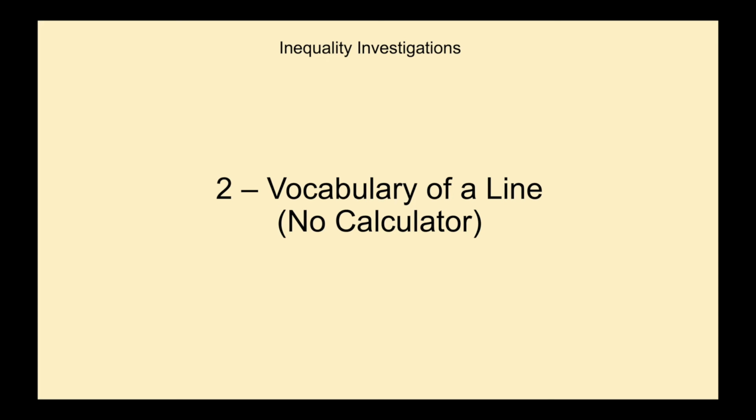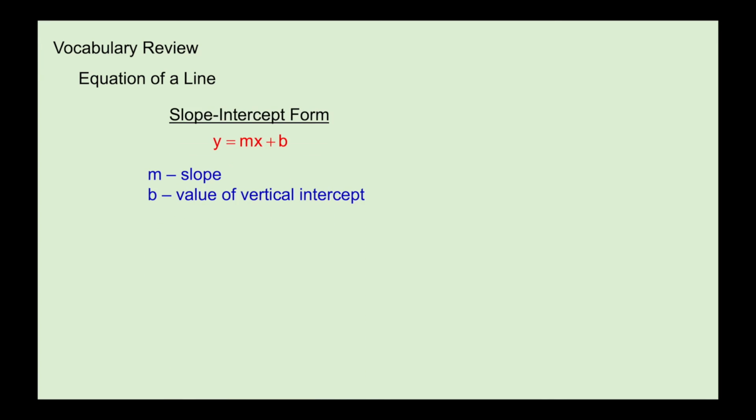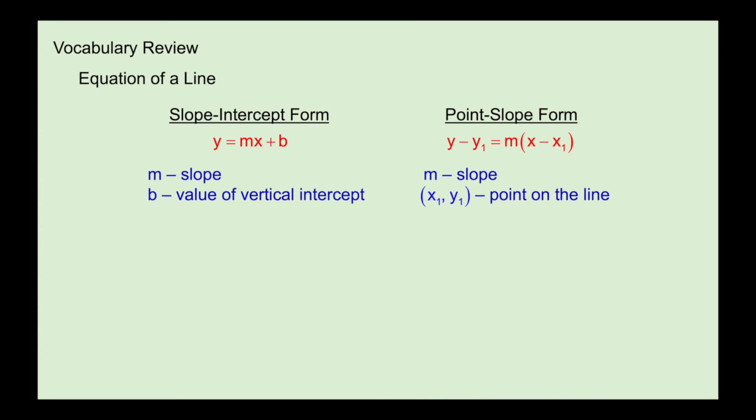In this lesson, we will continue talking about inequalities and also discuss the vocabulary of lines. When we talk about lines, we use a few different ways to represent the equation of a line. One way is using slope-intercept form. The equation for that is y equals mx plus b, where m represents the slope and b is the value of the vertical intercept. We can also use point-slope form.